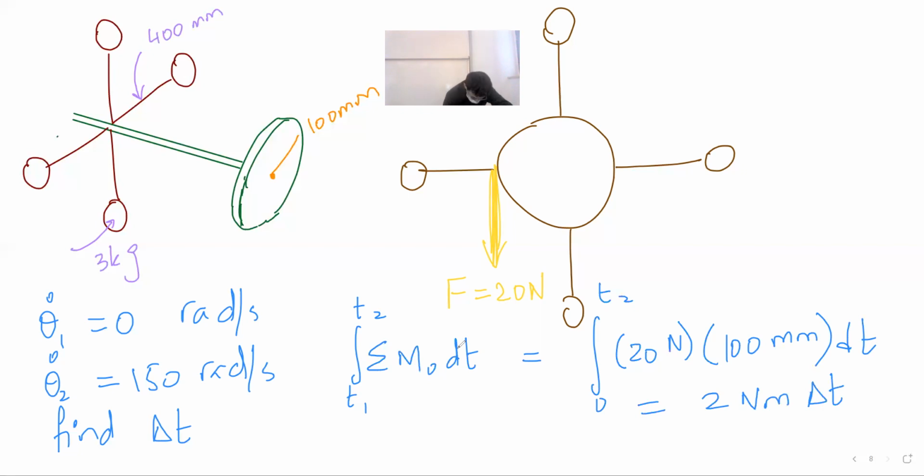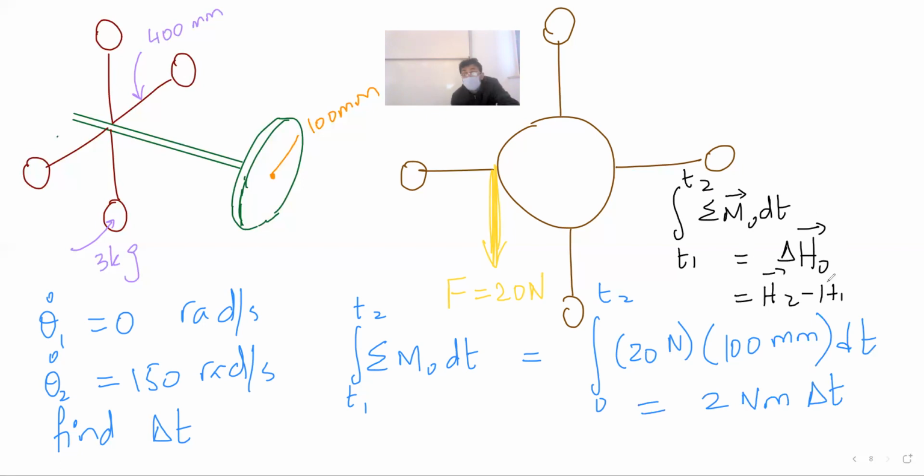Students who are getting confused, how did you come up with this? I will write the general expression for your own convenience. I use this summation of M_O vector dt equal to delta H_O vector equal to H2 minus H1 vector about some point O. So I will put O outside. So I am using this formula, everyone.